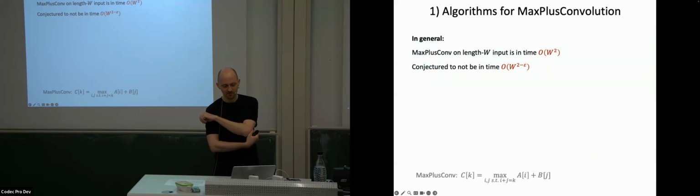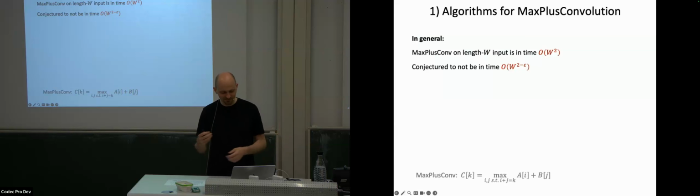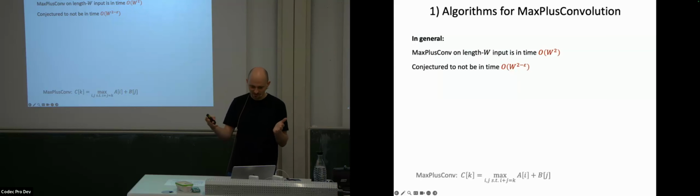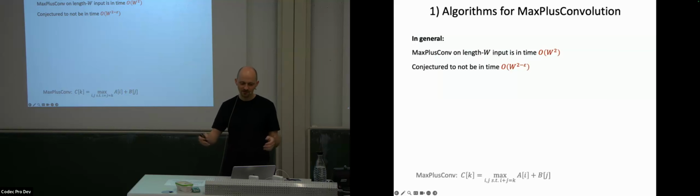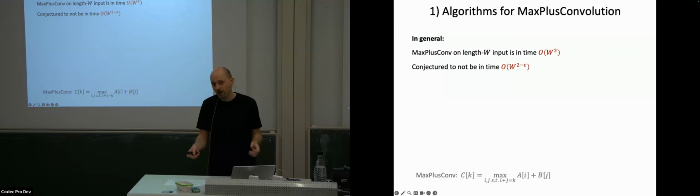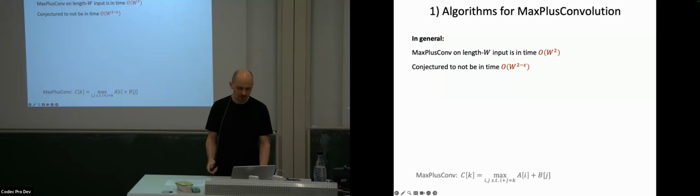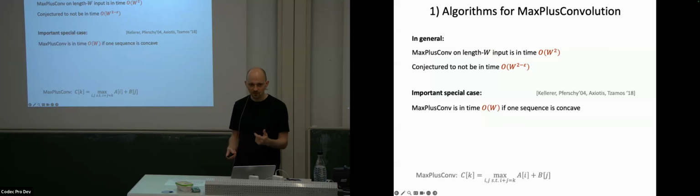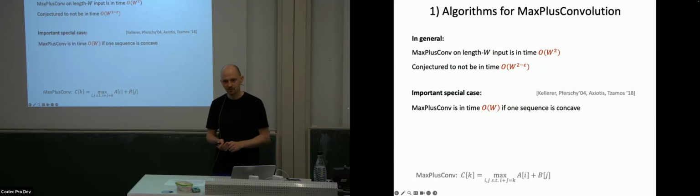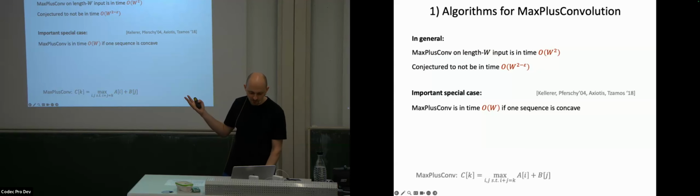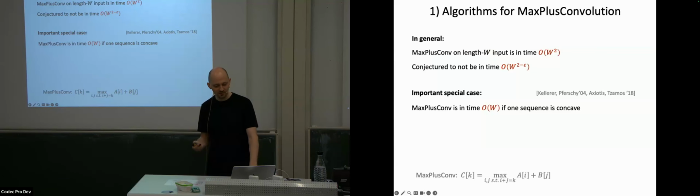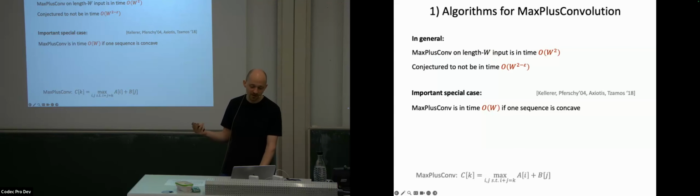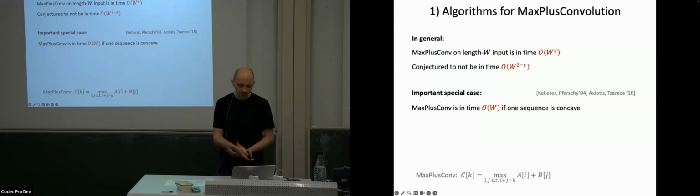So what is known about max plus convolution? In general, this is a difficult problem in the sense that the naive algorithm solves this in quadratic time, so W squared if the sequence length is W, and it's conjectured to actually require essentially quadratic time. But there are many special cases of the problem that can be solved faster. And one important special case is when one of the sequences is concave. And that can actually be solved in linear time, which dates back to 2004. Keller and Freshy solved it in W log W actually. And then later Axiotis and Tzamos observed that the SMAWK algorithm can be applied and solve it in linear time.